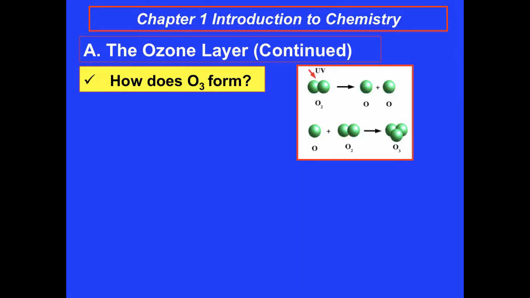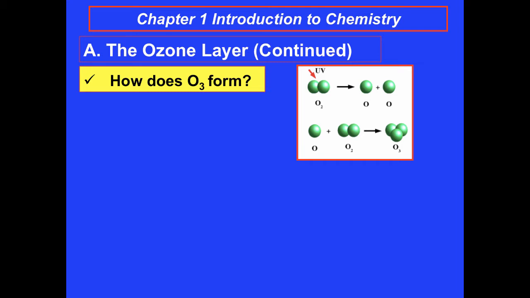Let's take a look at how ozone is formed. Ozone, O3, is formed when UV light hits an oxygen molecule, which is an O2. This breaks the bonds in the O2, causing it to break into 2 independent oxygen atoms. And you can see that in the diagram at the right there. One of these atoms joins another oxygen molecule, that's the O2, and that forms ozone.